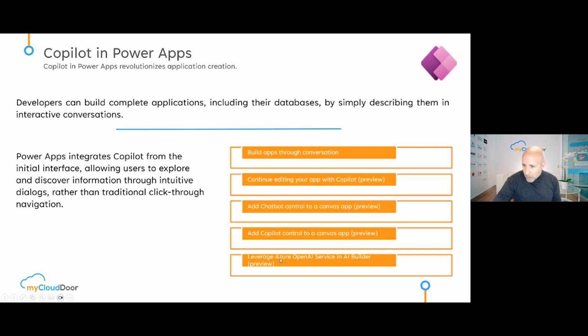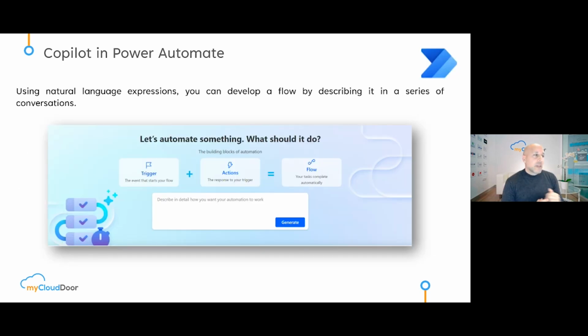For example, you can add a Copilot control to a canvas app or add a chatbot control to a canvas app too. These features are in preview mode, and maybe next month they will be in general availability. Let's continue with Power Automate. We can use natural expression, so you can develop a flow by describing it in a series of conversations.